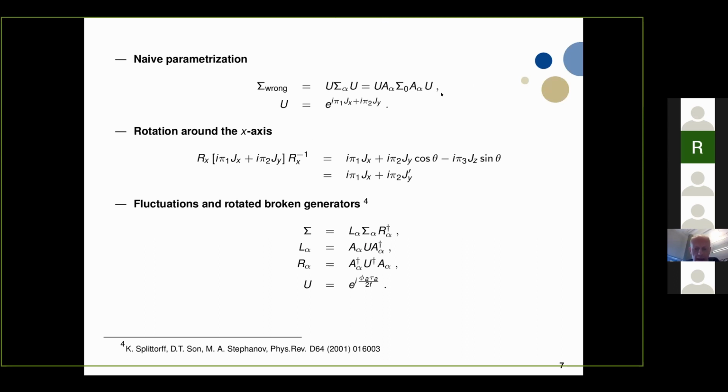And that's, well, there are some technicalities involved in this, but the bottom line is that you have to think carefully of how you parameterize your Goldstone fields, and you have to add this operator A alpha, which basically involves the rotation, or corresponds to the rotation, of the ground state. This subtlety was first pointed out by Splittorff, Son, and Stephanov also almost 20 years ago.